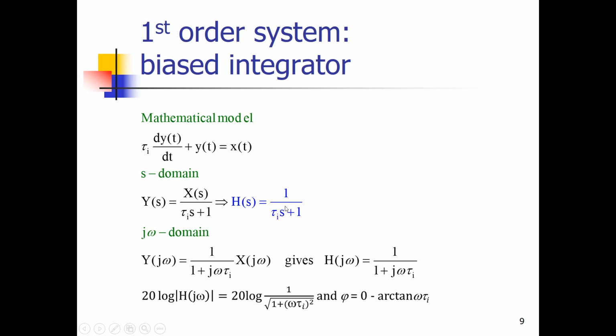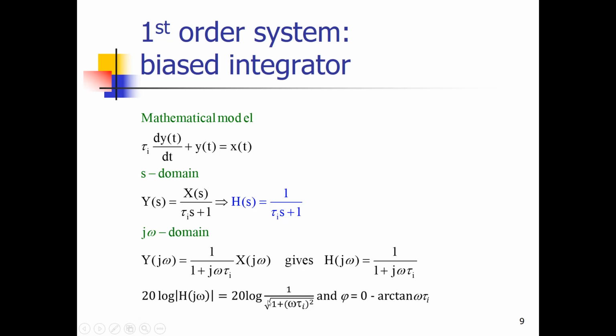And we can go directly to the j omega domain by replacing s with j omega, and then we get a transfer function equal to 1 divided by 1 plus j omega times tau I. But for the Bode amplitude plot, we often look at the amplitude in dBs, and we are going to look at the phase. So the amplitude of this transfer function is equal to 1 divided by the square root of the real part, which is 1, so 1 squared plus the imaginary part squared, omega times tau I squared, which has been written over here.